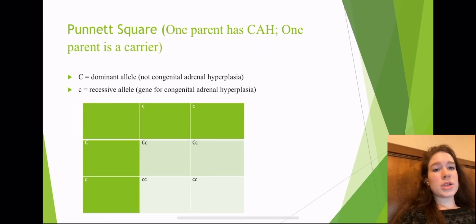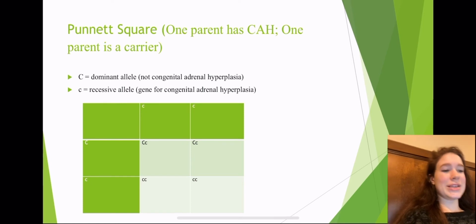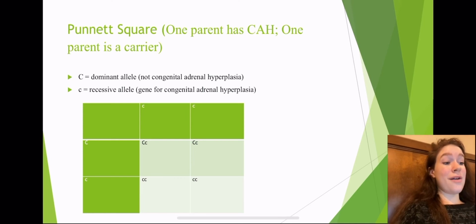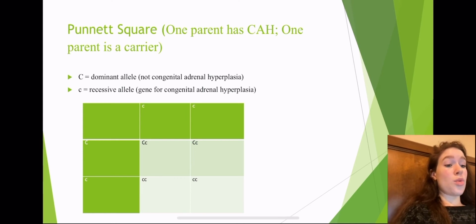My third Punnett square is one parent has CAH, one parent is a carrier. After completing the Punnett square, the possible genotypes for the offspring in this case could be big C, or little c, because one parent has the disorder while the other parent has one mutated allele and is a carrier. This means that there is a 50% chance of these parents' offspring having congenital adrenal hyperplasia and a 50% chance that they might not have CAH, but will be carriers.